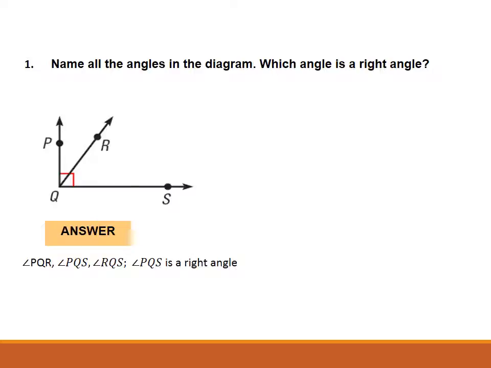And angle RQS, and remember on all of these you could have also gone backwards. That is also less than 90. But angle PQS is the right angle.